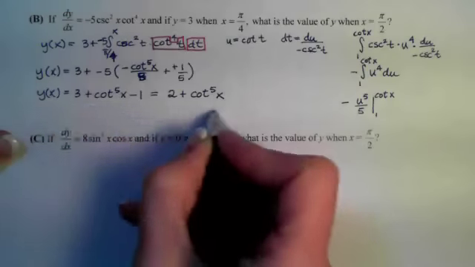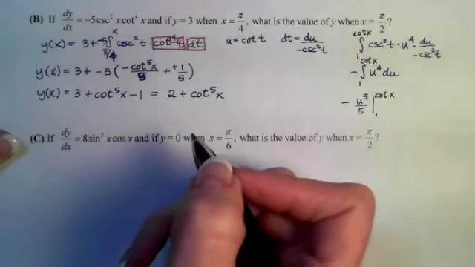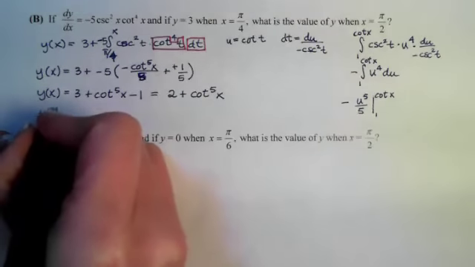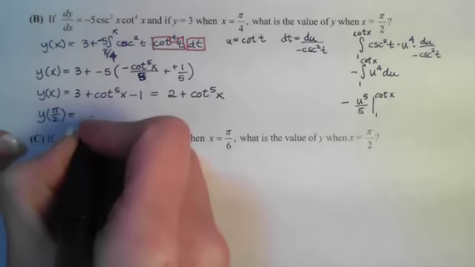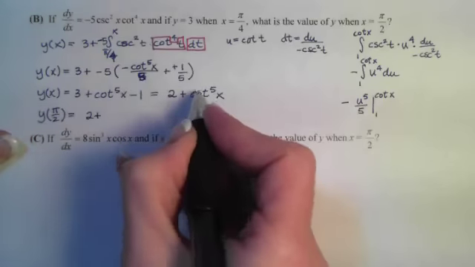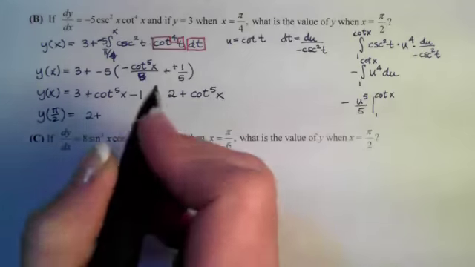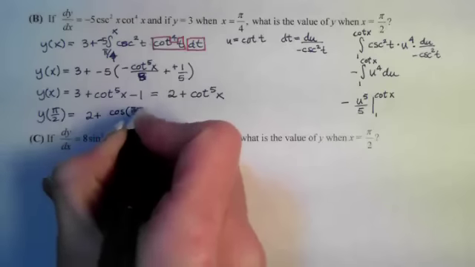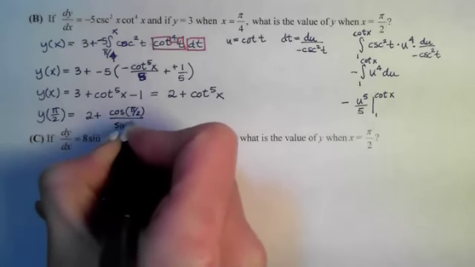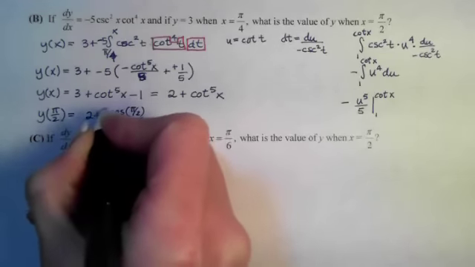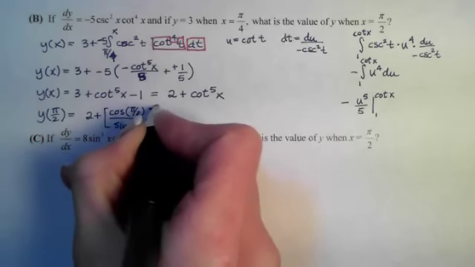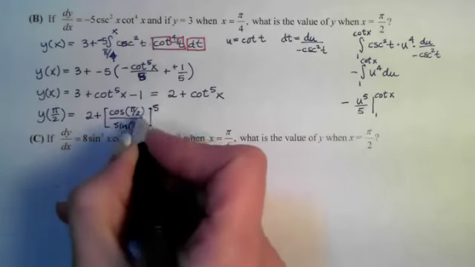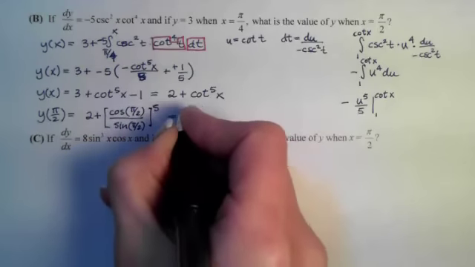Our goal now that we have found y of x is to compute what the output is going to be when I plug in a pi over 2. So if I plug in a pi over 2, that's going to be a 2 plus the cotangent of pi over 2 to the 5th. So let's remember that cotangent is the same as cosine over sine. And you should hopefully all remember that cosine is 0, whereas sine is a 1. So 0 over 1 is going to give me 0, to the 5th is still 0, so I'll end up with a 2.